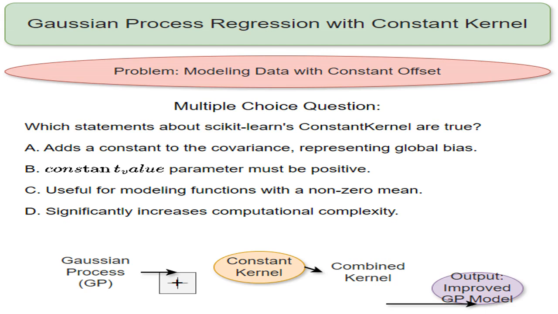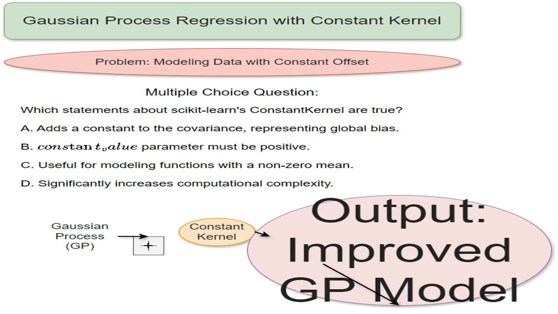We'll improve the accuracy of our Gaussian process regression by incorporating the constant kernel. Think of it as adding a fundamental piece to a puzzle. By applying the constant kernel correctly, we expect to obtain a more accurate Gaussian process regression model. The model will account for the constant offset, improving overall predictive accuracy.